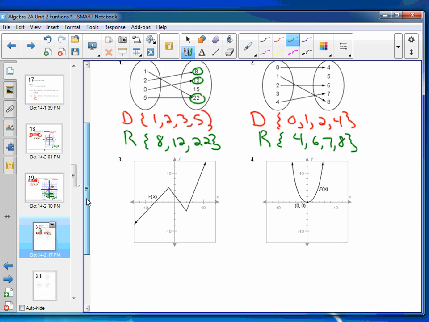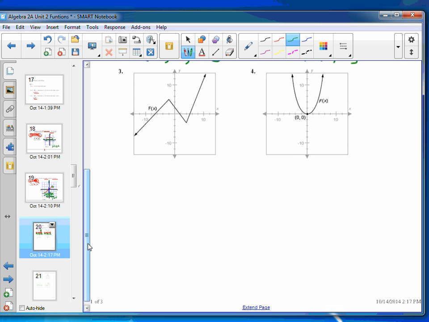All right, let's start looking at some of the graphs then. This is where it could get a little confusing. If you look at number 3 and we start with the domain, if you look at the graph, every single point along there has a point on the graph. It's a continuous graph. So how do we write that? We say the domain is all real numbers.